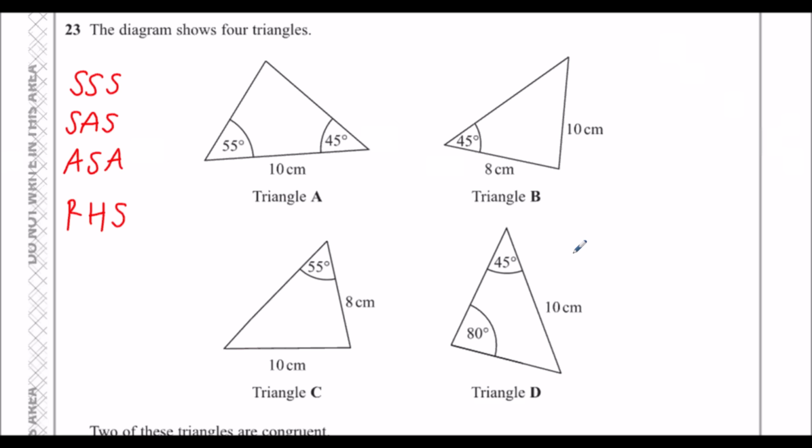So angles in a triangle add up to 180. So 180, take away, well, 80 is 100. Then 100 take away 45 is 55. So this angle here is 55 degrees. So these two are identical. So this one will be 80. We've got two identical triangles here, A and D.